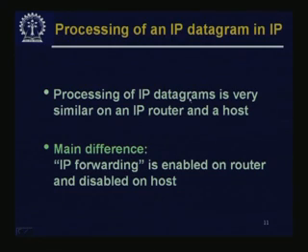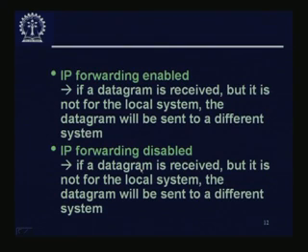The processing of IP datagrams is very similar on an IP router and a host. The main difference is that IP forwarding is enabled on a router and disabled on a host. Now, if IP forwarding is enabled, and a datagram is received but it is not for the local system, the datagram will be sent to a different system. This is for a router. If IP forwarding is disabled, and a datagram is received but it is not for the local system, the datagram will usually be ignored.